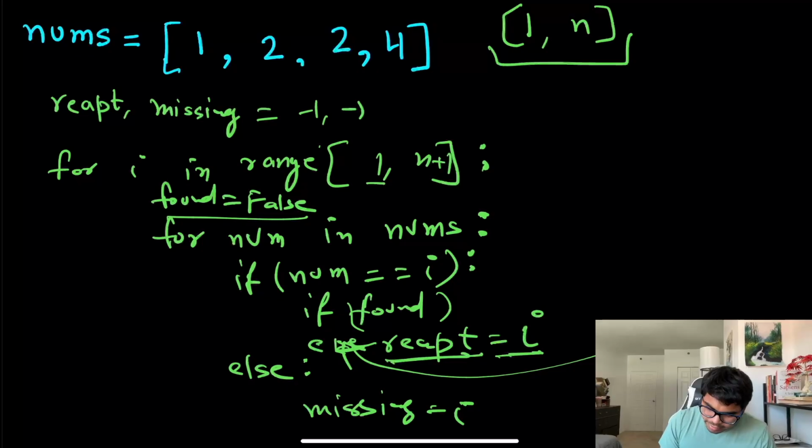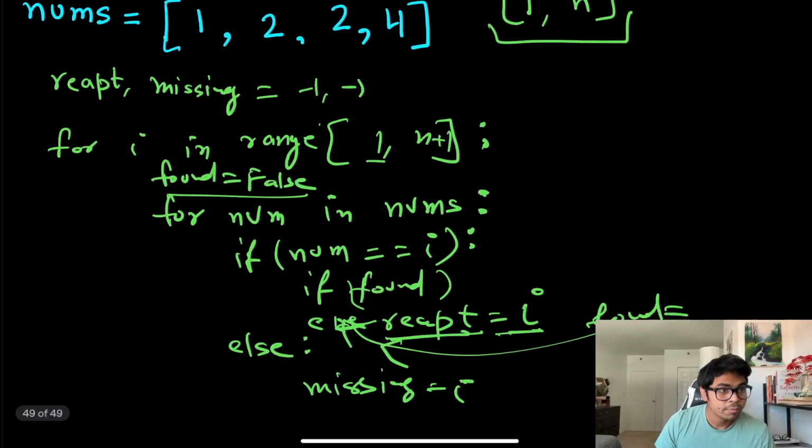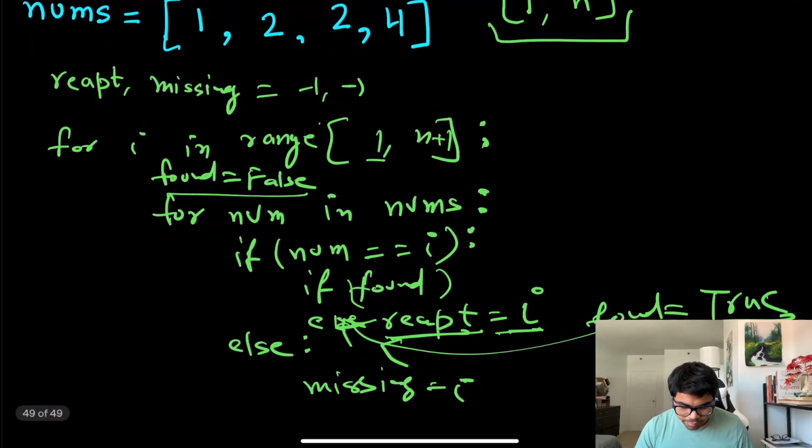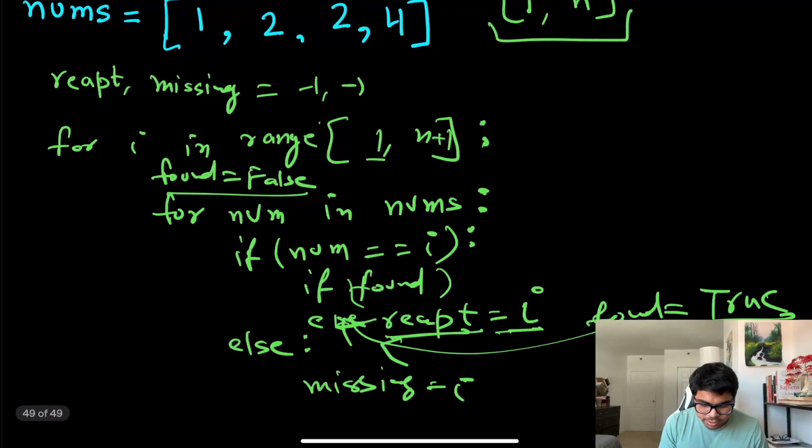So here in the else case I will just say found equals true. I know it's a little messy, but what we are really doing is going over all the numbers in this range 1 to n plus 1.